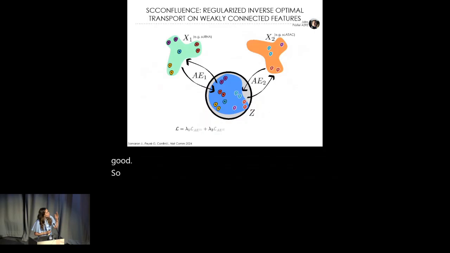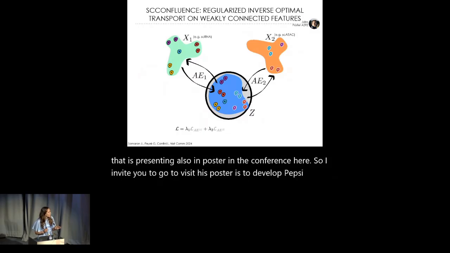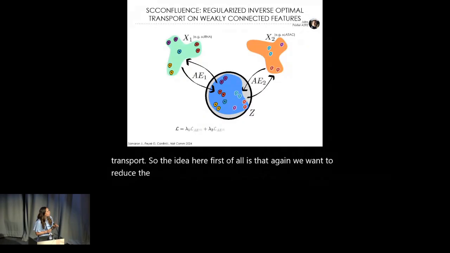So what we have been doing, and that's the PhD work of Jules, who is presenting also in a poster in the conference here, so I invite you to go to visit this poster, is to develop scConfluence, which is based on regularized inverse optimal transport. So the idea here, first of all, is that, again, we want to reduce the dimensionality of our data, and we do it using autoencoders. So we have 2 data sets, for example, single-cell RNA and single-cell ATAC, and with autoencoders, we project them into a lower dimensional latent space.